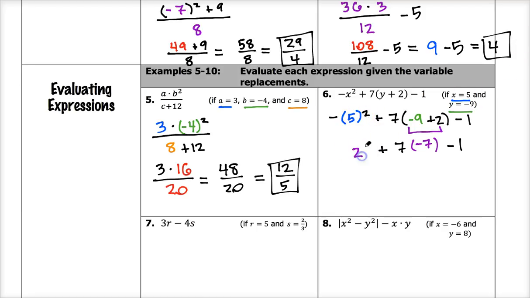But then there's still that negative sign out in front. So that keeps this a negative. So this is a negative 25 here. So now we have negative 25. We have multiplication next. 7 times negative 7 is negative 49 minus 1. Negative 25 minus 49 is negative 74 minus 1, which gives us a negative 75.